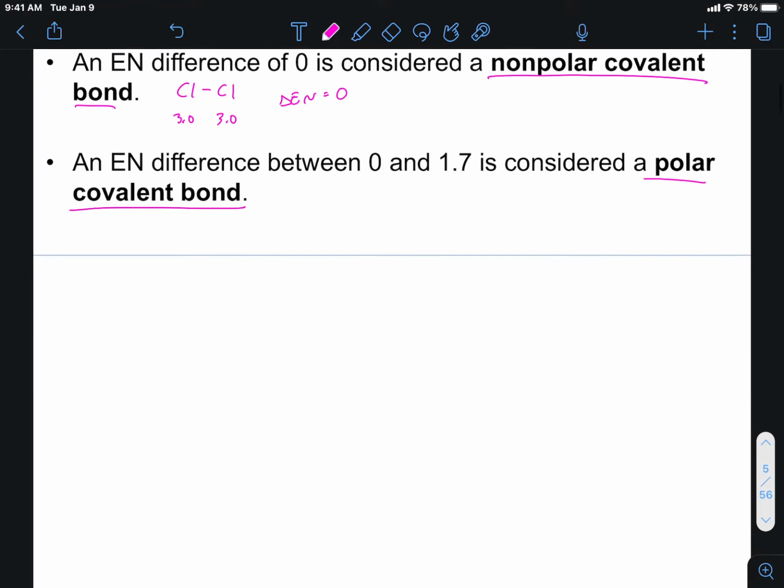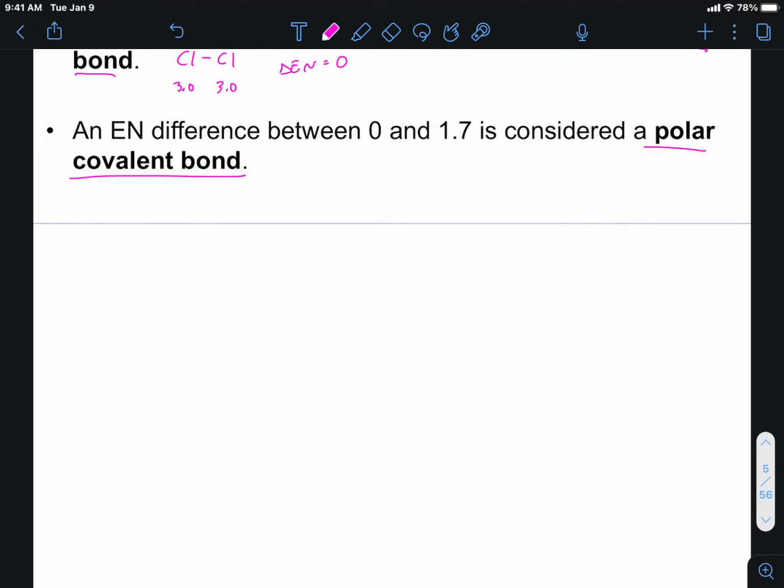Okay? So, what if we had magnesium bonded to oxygen, phosphorus bonded to sulfur, and hydrogen bonded to nitrogen? Take a minute or two, look up those values, and tell me what kind of bonds would exist.